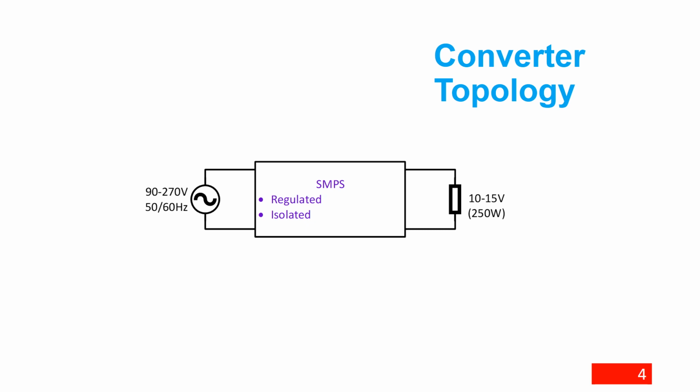The objective of this work is to develop and analyze an AC to DC isolated switch mode power supply with the following specifications. The input is an AC mains system of 110 or 220 volts, subjected to fluctuations of -15 to +10%. The output voltage is adjustable in the range of 10 to 15 volts and the power rating is 250 watts.